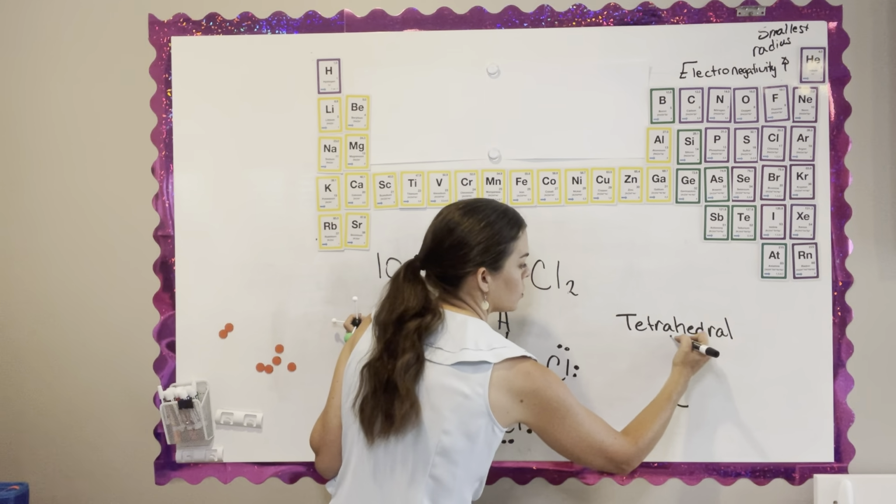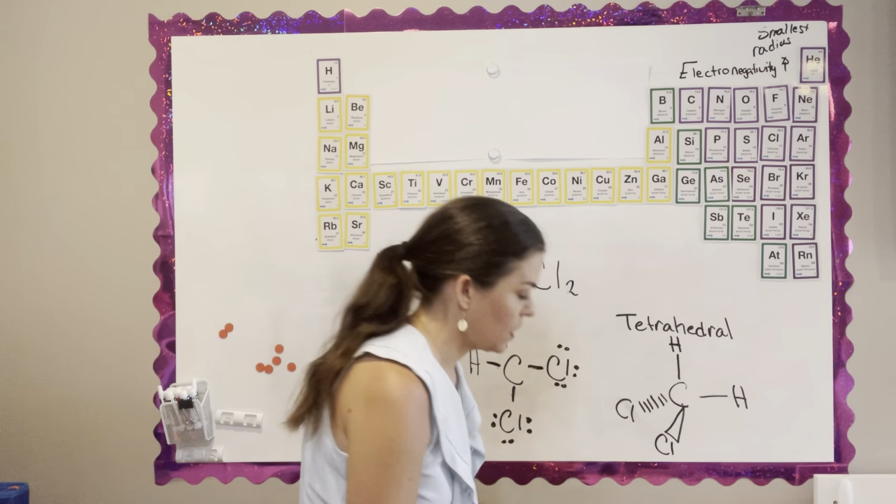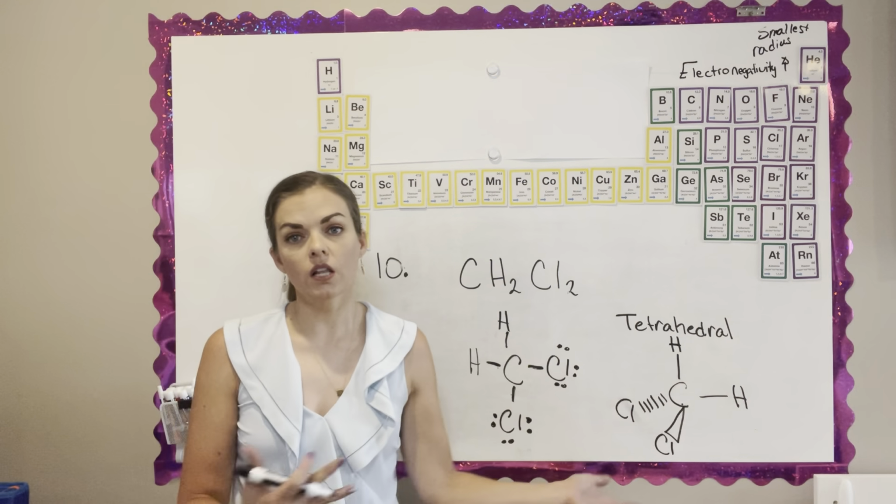And the chlorine that's coming out of the board gets a wedge. I hope that makes kind of sense. If it's within the plane of the board, we just use a line. If it's going behind the board, you have that hash line. And then we use a wedge if it's coming out. And so this shape we call a tetrahedral.